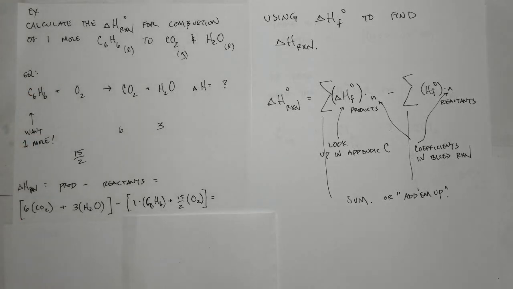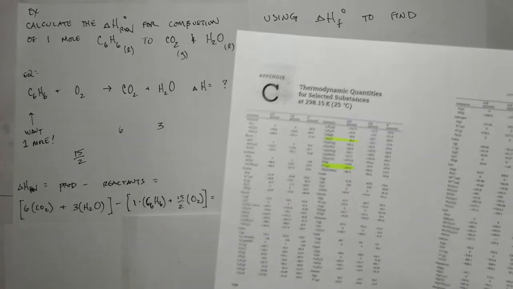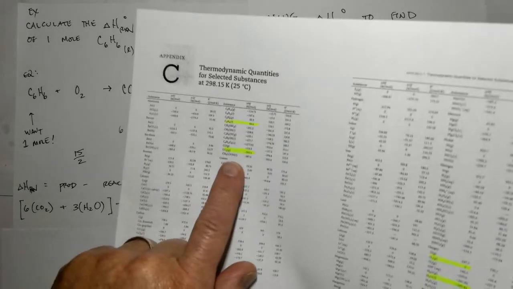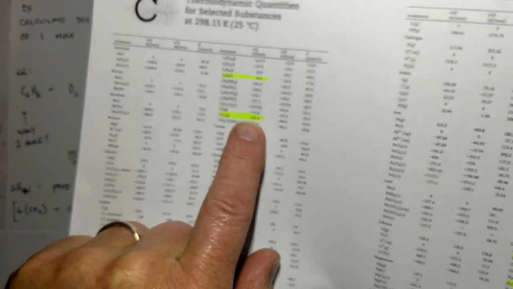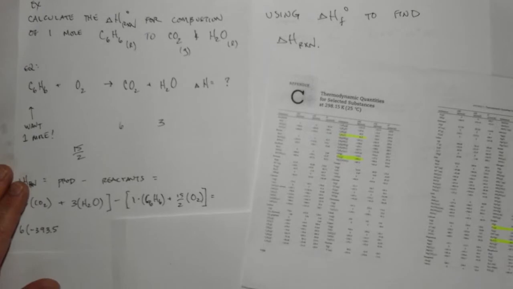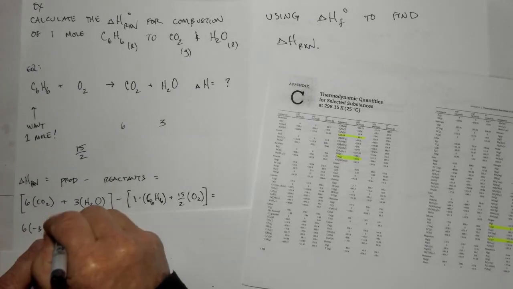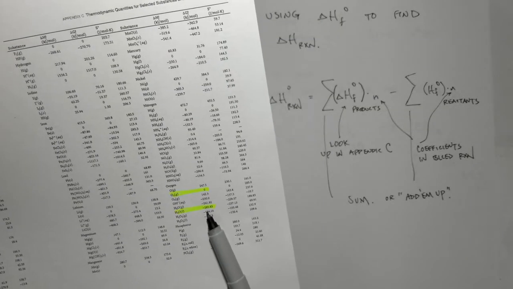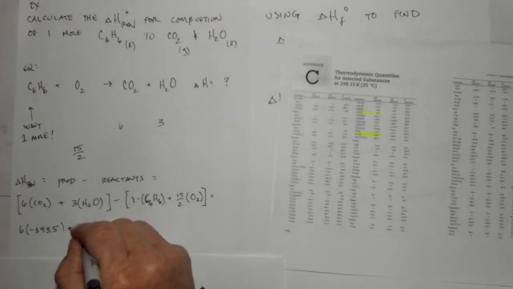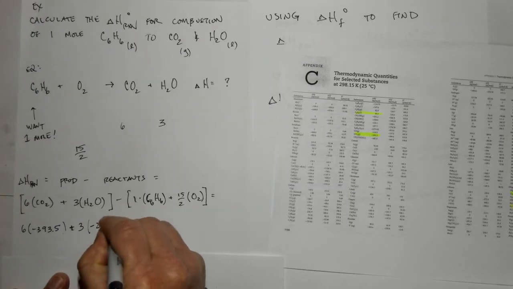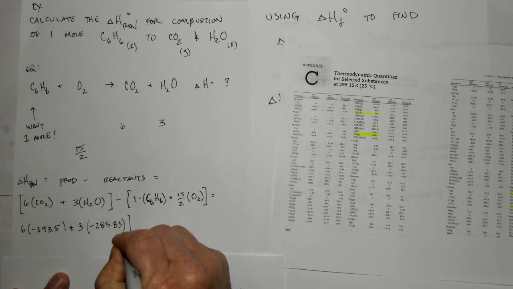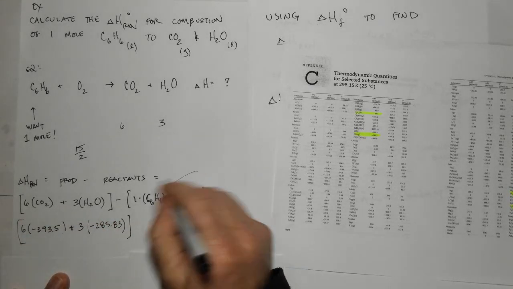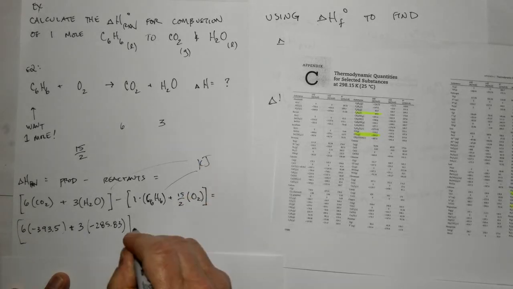So now we need to look these up in Appendix C right here. CO2, which I've got highlighted right here, is negative 393.5, so I wrote down negative 393.5, plus 3 times water. Water's over here underneath oxygen. I'm not sure why they put it there, but it has oxygen in it, and it's negative 285.83, so times negative 285.83. I'm just going to drop the units here for right now because we know all of these things are in kilojoules, so I'll put kilojoules at the end.